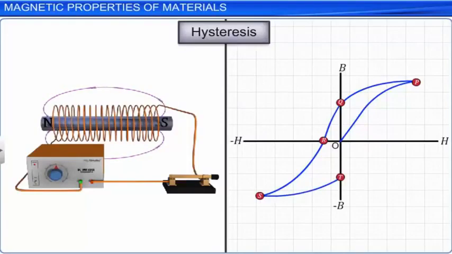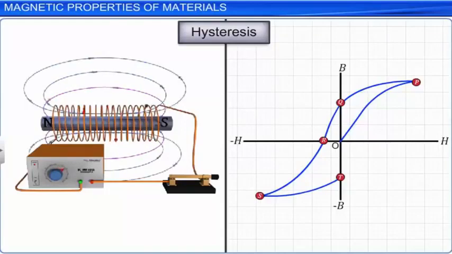And finally, increase the current in the original direction. Then again, the magnetic domains in the ferromagnetic material flip until the net magnetic field inside it becomes 0. The magnetic field thus increases in the original direction. This is represented by TU in the graph.